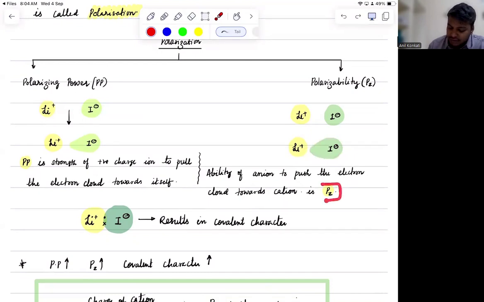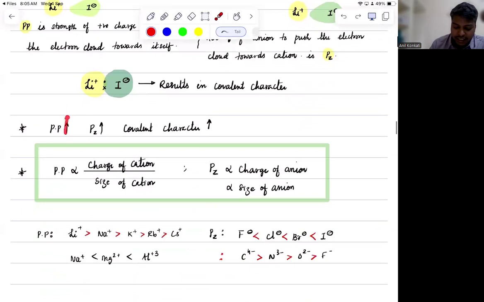So we will write it as PZ, polarizability. PP is polarizing power, PZ is polarizability. If both the characters increase, covalent character increases. Polarizing power depends upon the charge on the cation and the size of the cation. PZ is directly proportional to the charge of the anion and also directly proportional to the size of the anion.